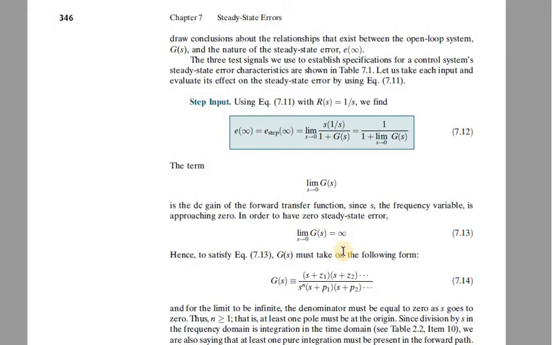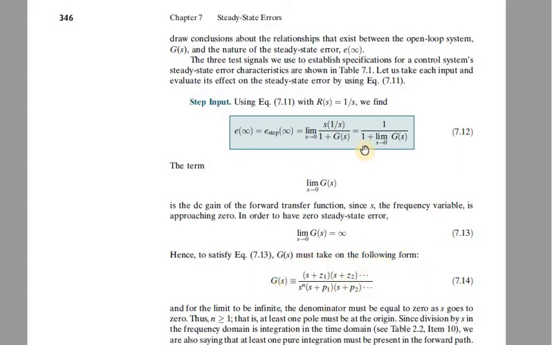Since the frequency variable is approaching 0, in order to have 0 steady state error, this must be equal to infinity. Otherwise, you do have some constant error. Because if you make this infinity, then 1 over infinity becomes 0. So hence, to satisfy equation 7.13, G of s must take on the following form.